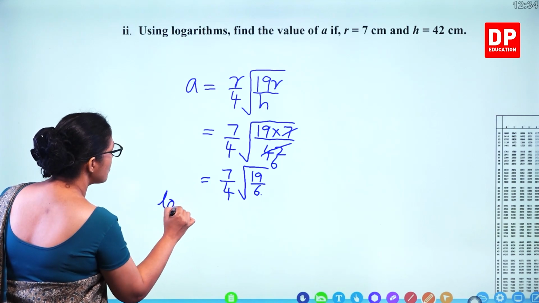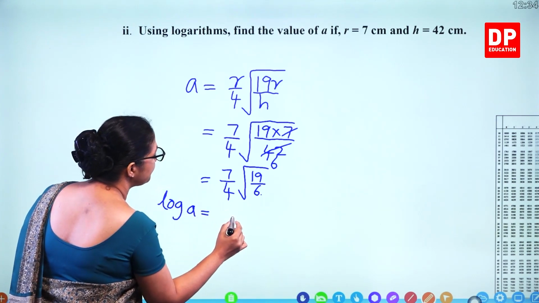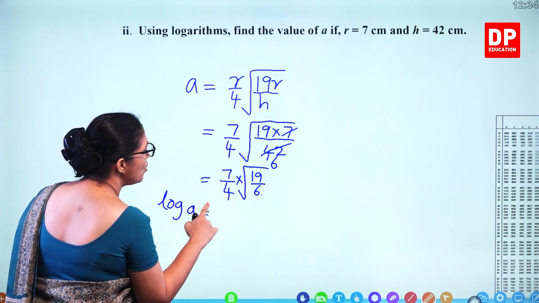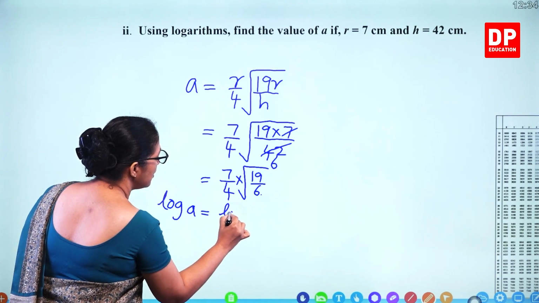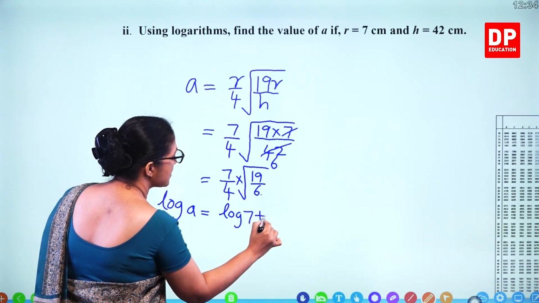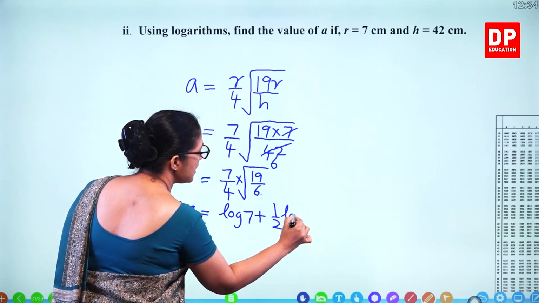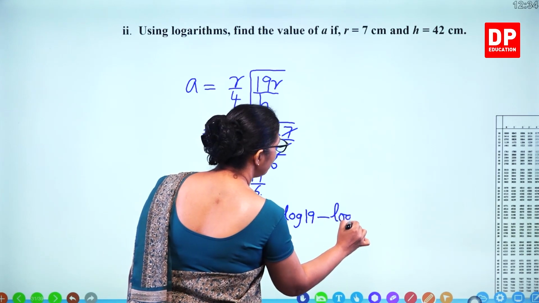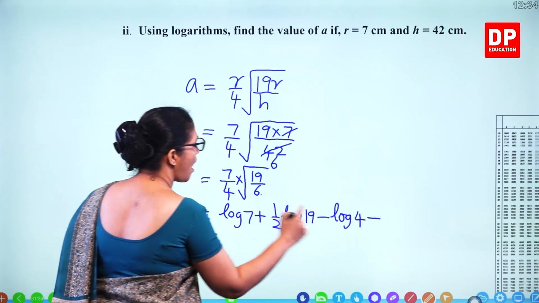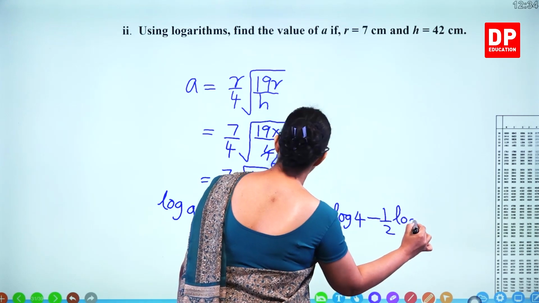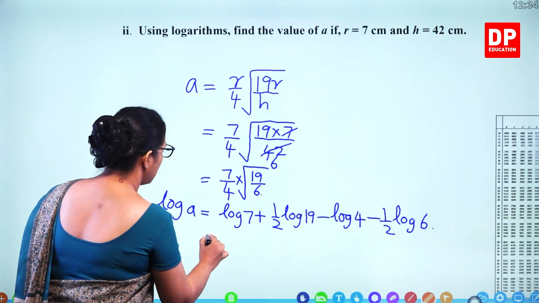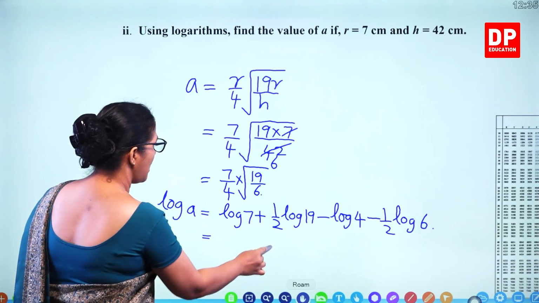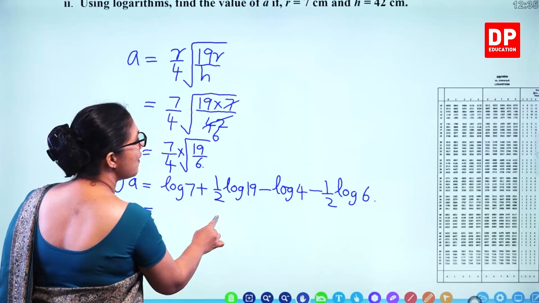So take log both sides. Log A equals this one. This is multiplication. So you can do log of 7 plus half log 19 minus log 4 and minus half log 6. So we'll refer to the logarithmic tables and write down the values.